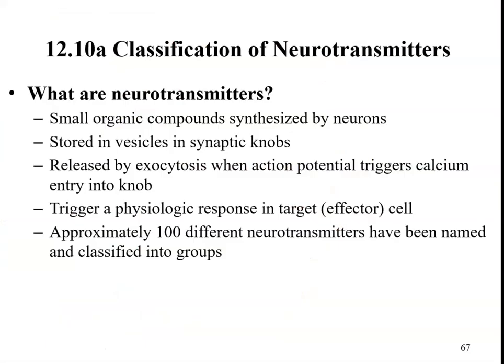So what are neurotransmitters anyway? Well, they're small organic compounds synthesized by neurons. They're stored in vesicles in synaptic knobs. They're going to be released by exocytosis when the action potential triggers calcium entry into the knob. They trigger a physiologic response in the target or the effector cell. And there's about 100 different neurotransmitters that we've found and classified.